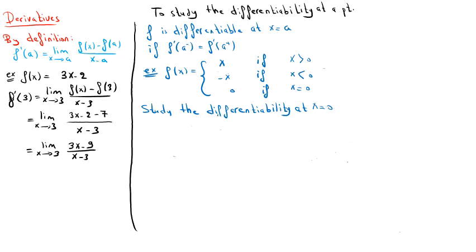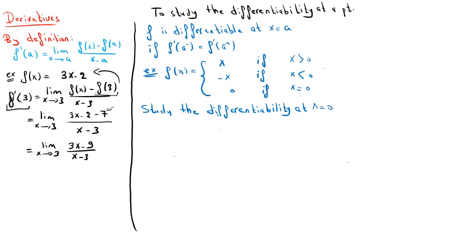In the example, we have f of x equal 3x minus 2. We want to find f prime of 3. By definition, we have the limit as x tends to 3 of f of x minus f of 3 over x minus 3. f of x is 3x minus 2. For f of 3, we substitute 3 in the function: 3 times 3 is equal to 9, 9 minus 2, we get 7, over x minus 3.